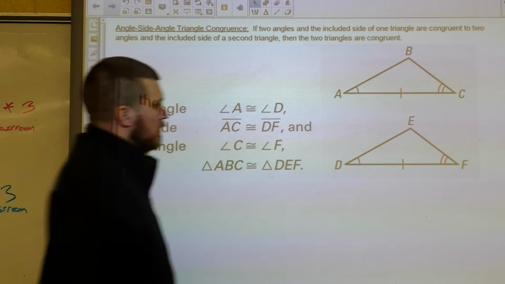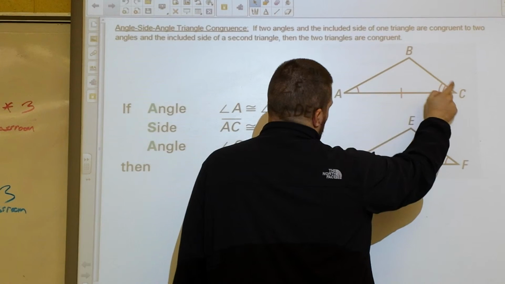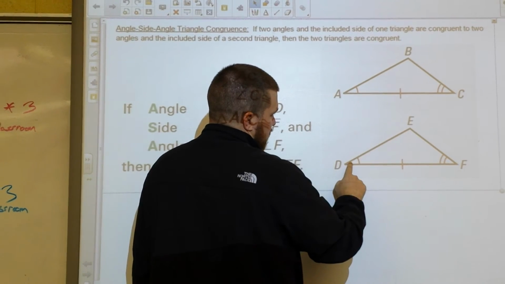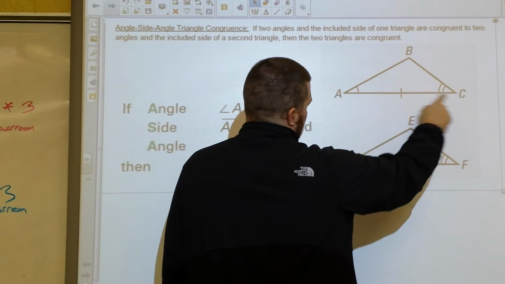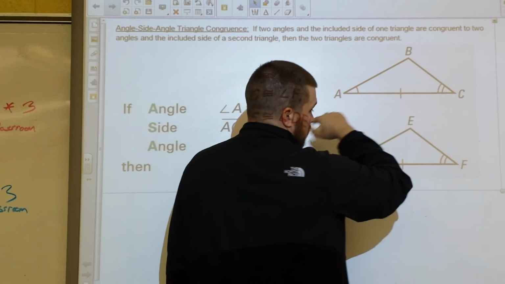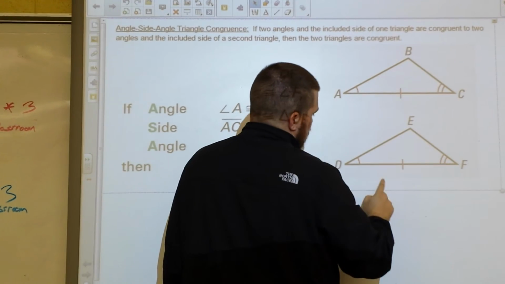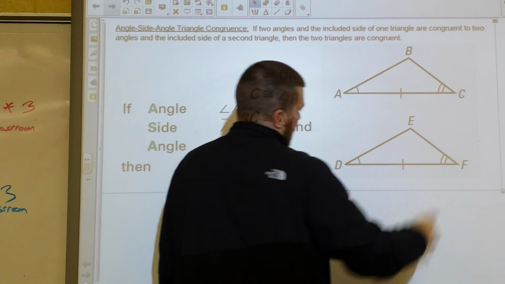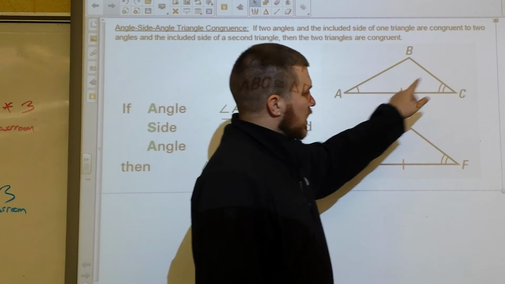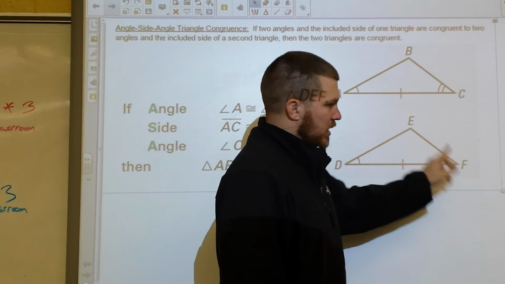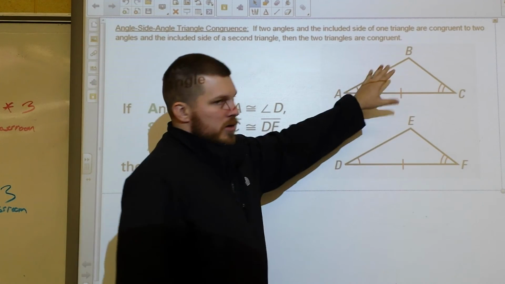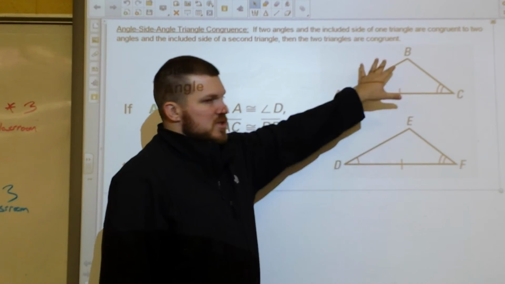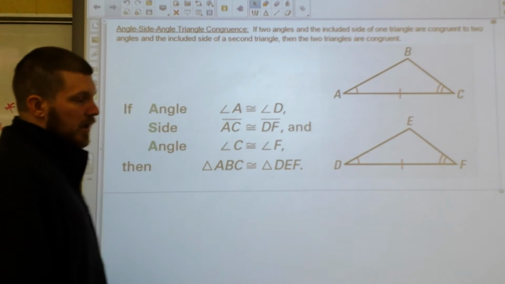So here in the picture, we have angle, side, angle. So angle A matches up with angle D. Side AC is included because it's in between the two angles that I'm talking about, and it's congruent to side DF. And then finally, angle C is congruent to angle F. So we have angle, side, angle. That alone is enough to say that the two triangles themselves are the same size, same shape.